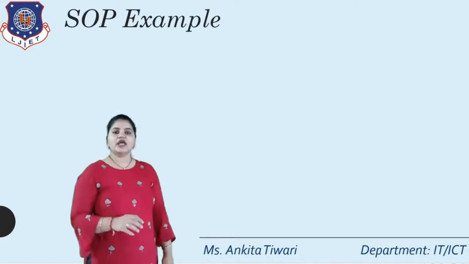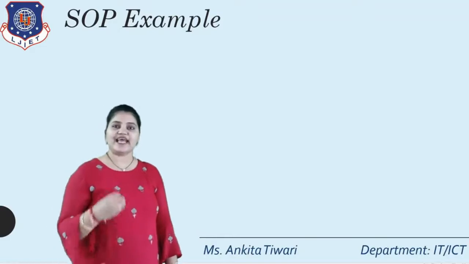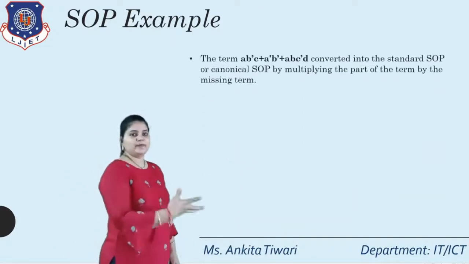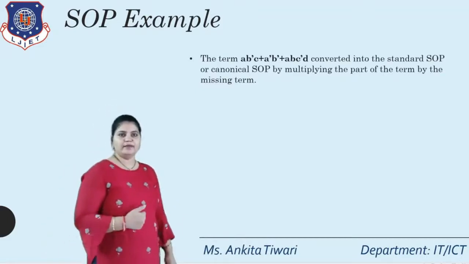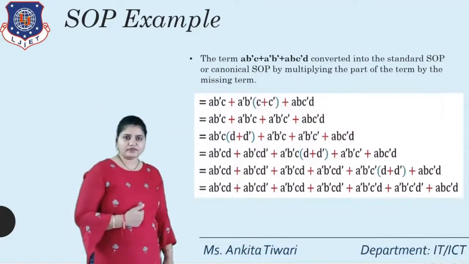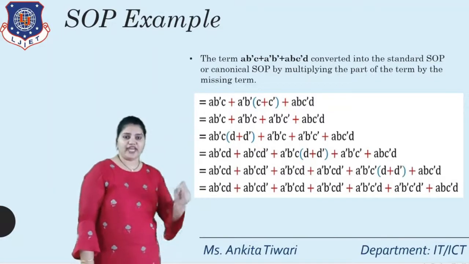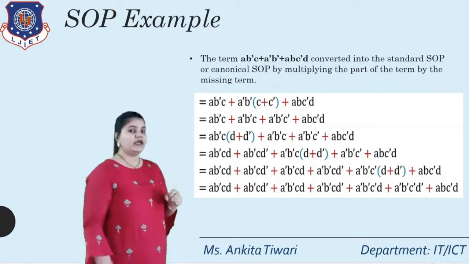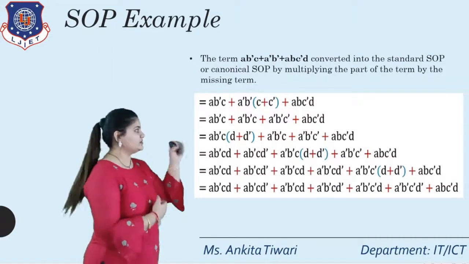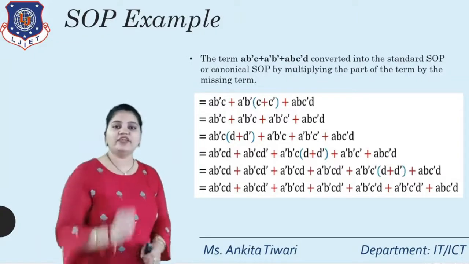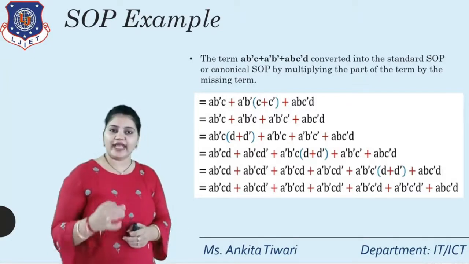After this, we will see one example of both representations. So the first example here is an SOP example. Suppose I am taking a question, the term A B bar C plus A bar B bar plus A B C bar D. Now if I want to have this function in terms of SOP, that means these terms should be represented in SOP form. How will we do that? Whenever the function is defined, first of all we see how many variables are defined in the question. As you can see, the maximum number of variables is 4, A, B, C and D.